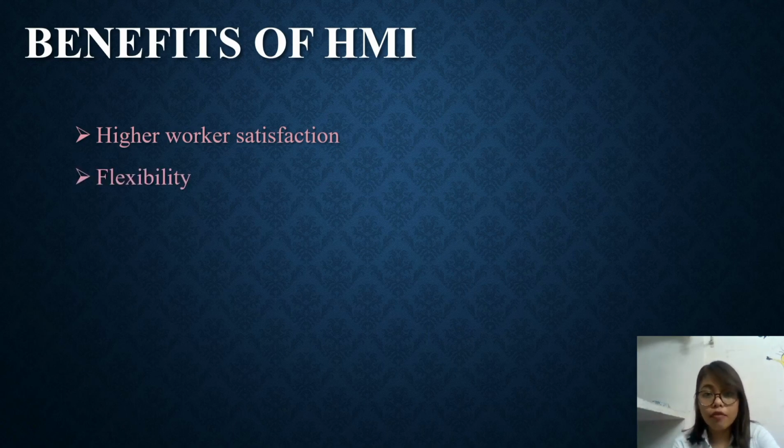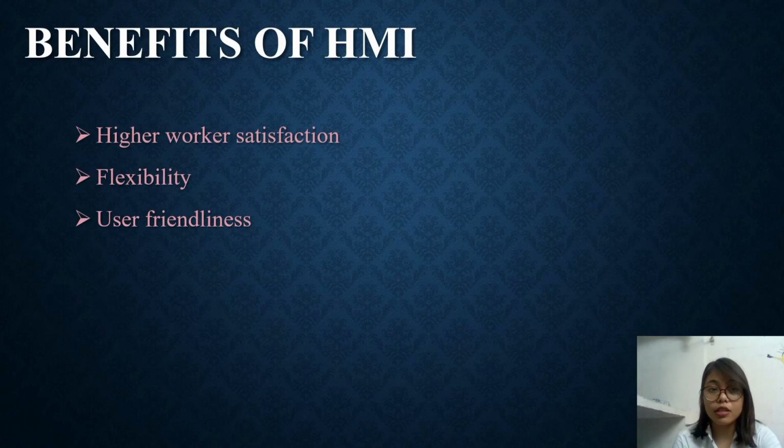The next one is flexibility. The HMI systems are useful in tracking, monitoring, and supporting different systems. The technology works efficiently for both simple and complex systems, but it requires a few steps to run either of the systems. So the next one is user friendliness.